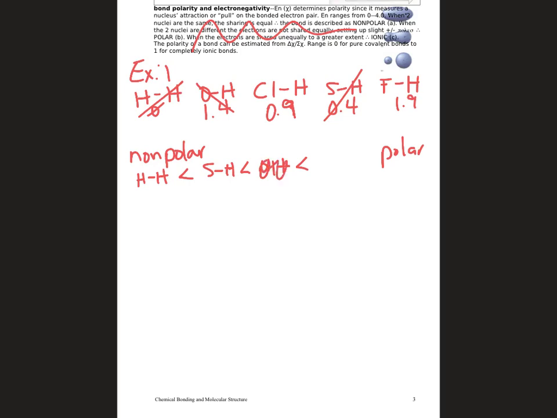So it's not OH first. After SH would be ClH, because it's 0.9. And then that one would be less than OH, which would be less than, the most polar one is FH, because it has the highest electronegativity difference. So there are the answers for that problem.